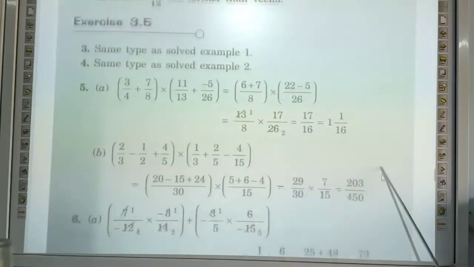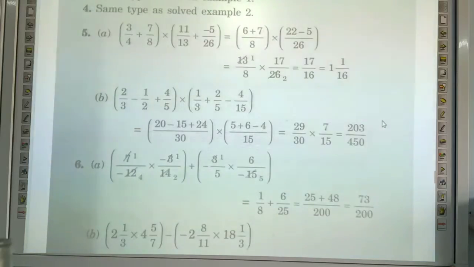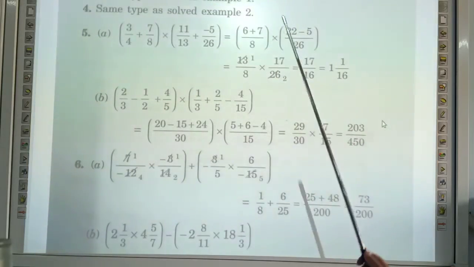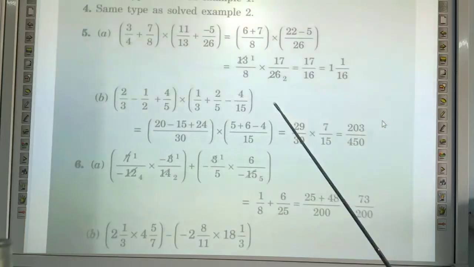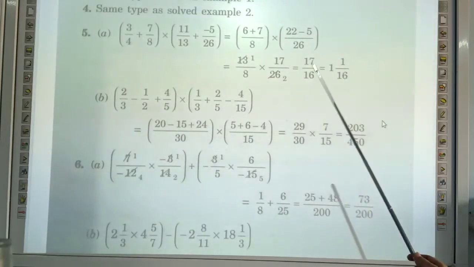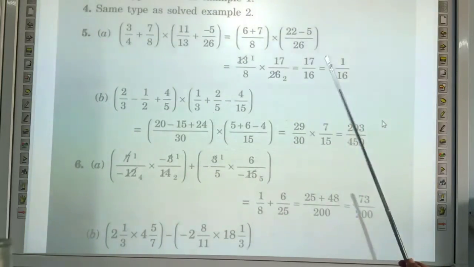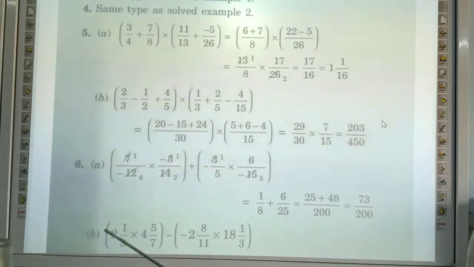Coming to exercise 3.5. The third question you have to do the same as solved in example 1 and the fourth as example 2. You have to follow the examples for doing these two questions.